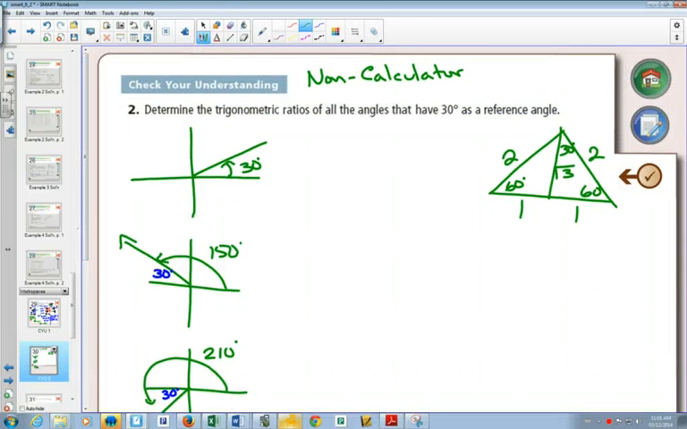So now that you've got all of those diagrams, which show all the angles that have 30 degrees as a reference angle, we can do sine, cosine, tan of 30 degrees. And then looking at your special triangle, what is sine of 30 degrees? Opposite over hypotenuse, right?